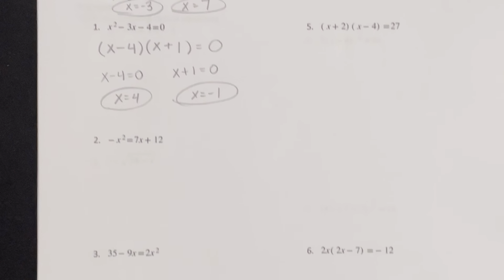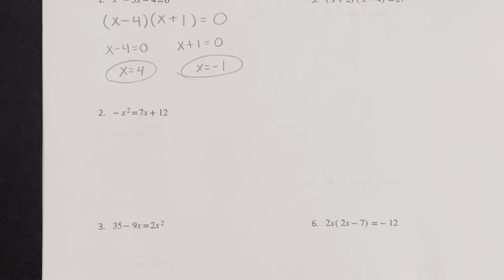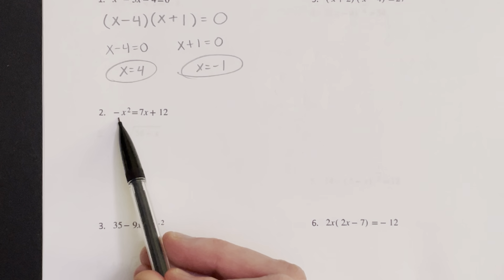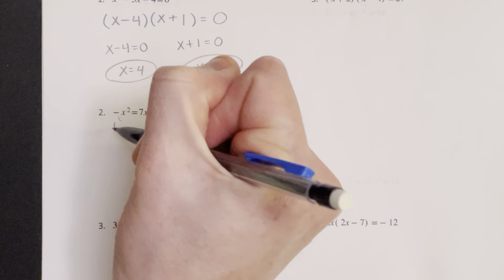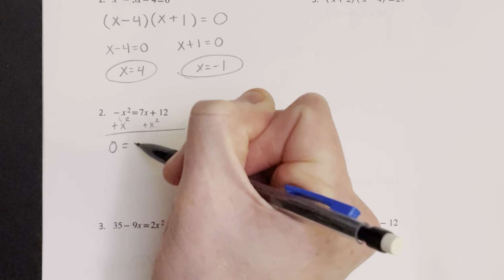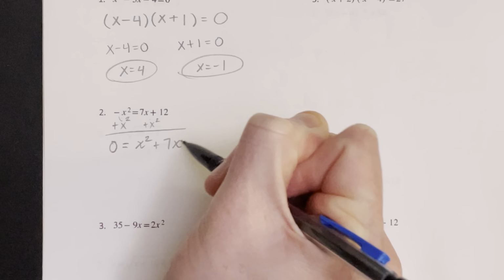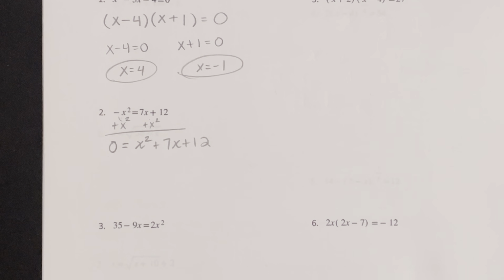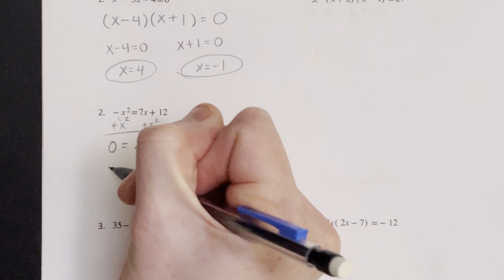When I have a quadratic equation, we want to get it equal to 0 because of this property. So looking at number 2, it's not currently already equal to 0. Factoring is usually easier when your quadratic term, your x squared term, is positive. So I could get this equal to 0 by moving this to the other side, and that would just be adding x squared to both sides. And that makes 0 equals x squared plus 7x plus 12. And we go ahead and factor that quadratic. If you want to pause the video and try your factoring skills, you can.